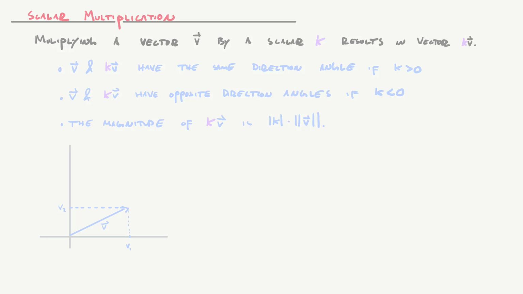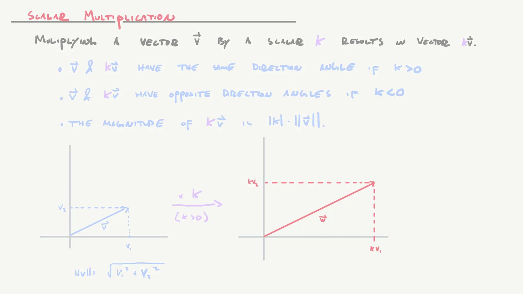Here's a vector v. It's got position vector v1, v2, so you can see its horizontal and vertical components on there. This is the magnitude formula: the square root of v1 squared plus v2 squared. Let's say that we now multiply the vector by k. I'm not going to assume that this is k times the magnitude of v. I'm trying to prove that. I'm trying to prove to you that this is the case.